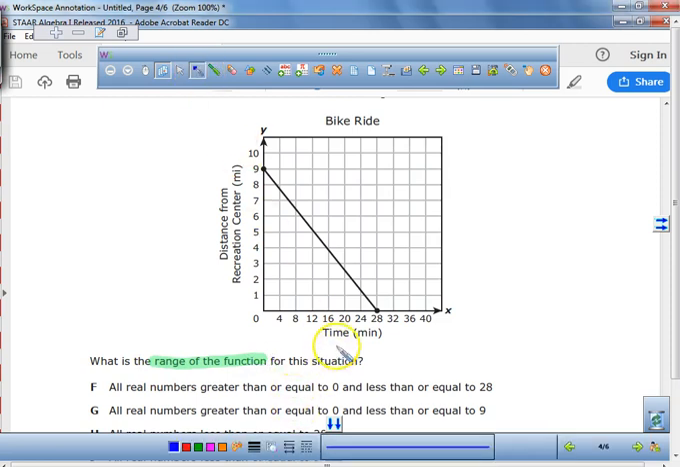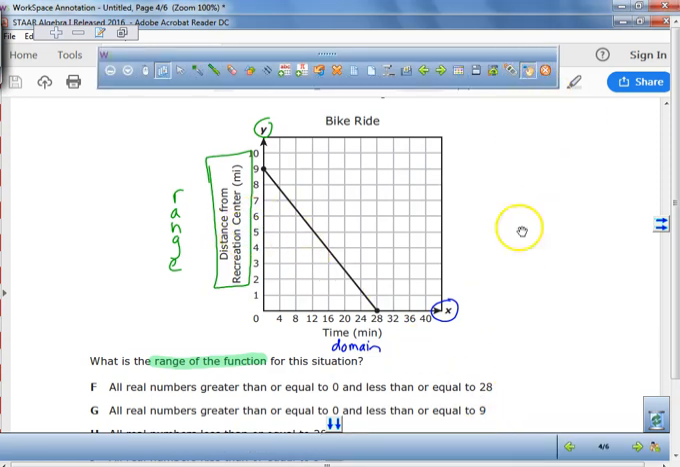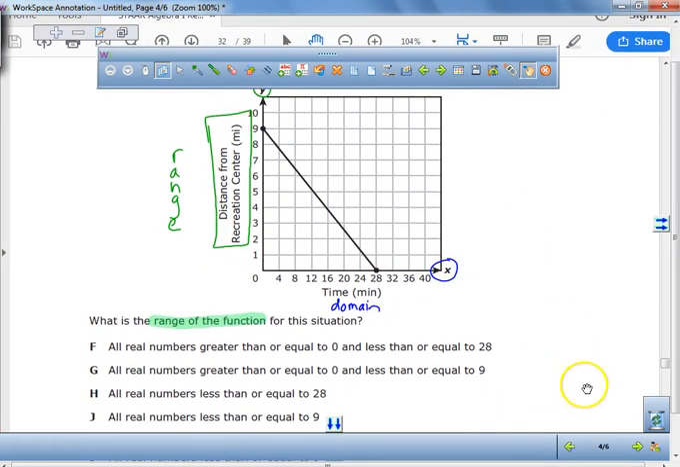So if you guys would please just label this. Time is your domain. That's your x's. Y is your range. Your range always deals with the up and the down. Domain always deals with left and right. So what is the range? The distance from the recreation center. That's what we're doing.